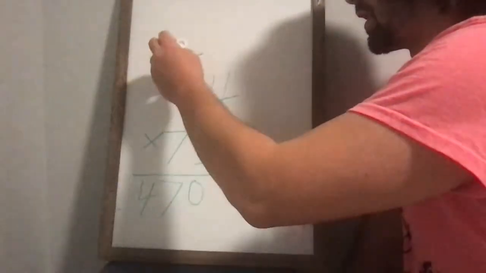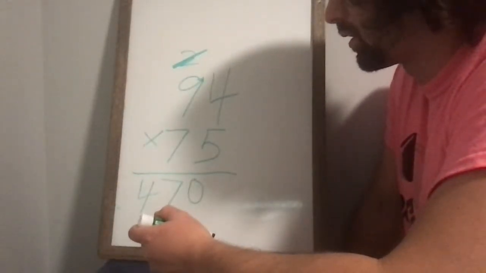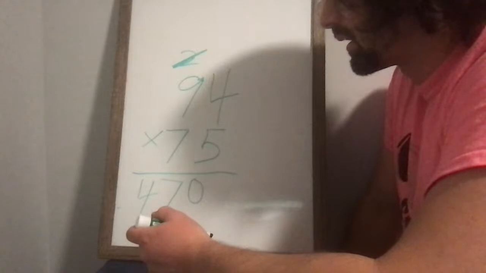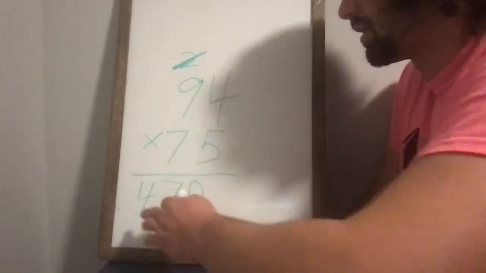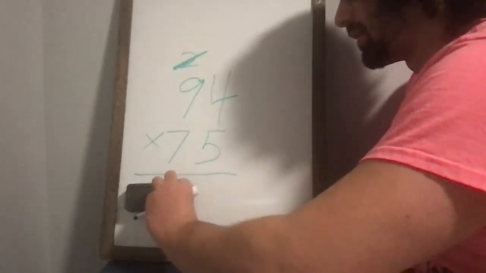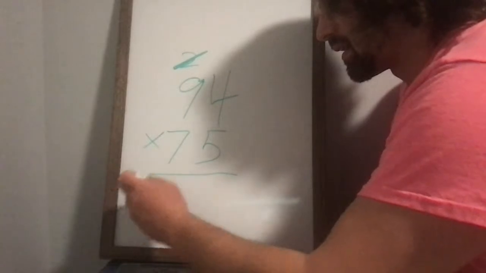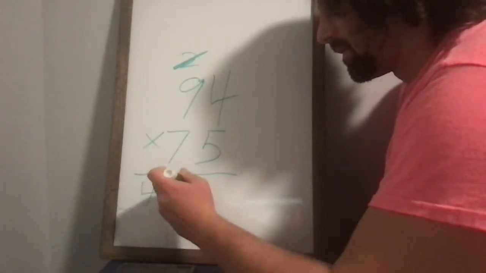Now that we've carried the 2 over, I'm going to cross it out. I'm going to start crossing out numbers we carried over earlier. Once we've added them, no need to keep them there and confuse people. And actually, let me write this a tad smaller because I want there to be room here. So 470 is what we got so far.